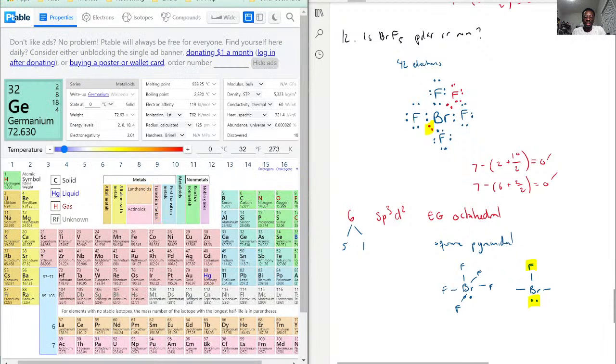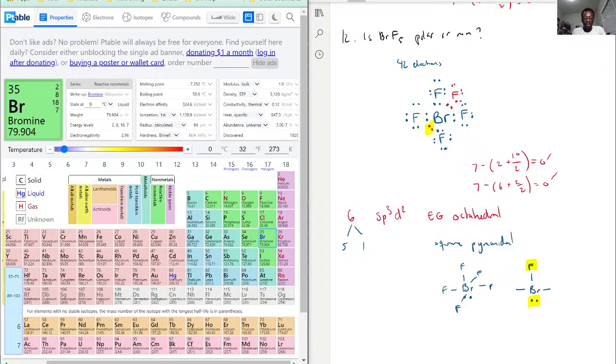You can even look at the electronegativity difference. It's not that big. So in theory, if it was just bromine, oh sorry, that's bromine chlorine. Bromine and fluorine, yes, that is a huge electronegativity difference. So because of that, they are all polar bonds, true.